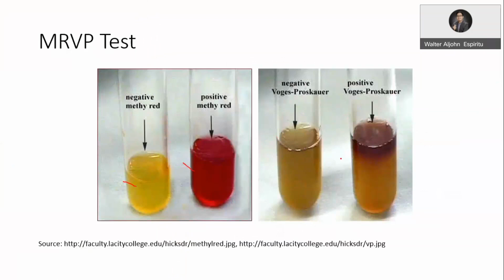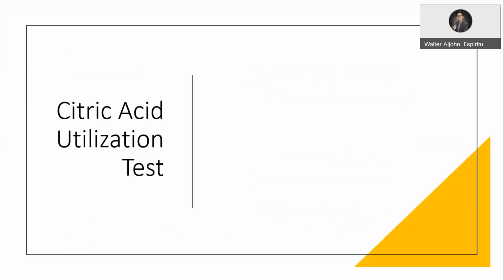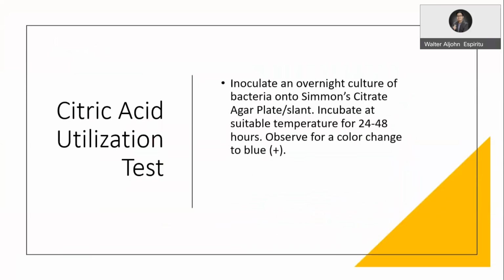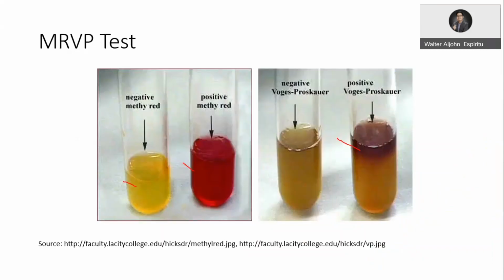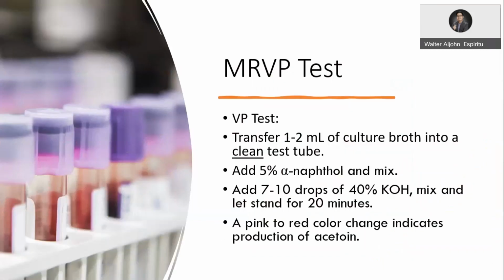And then for the Voges-Proskauer test, as I mentioned, there is a production of the pink coloration here at the surface. So therefore, it's positive for the Voges-Proskauer, meaning acetoin is produced from alpha naphthol. Next, for the utilization, we have the MRVP media, so therefore we can perform this particular test. And we also have the reagents.